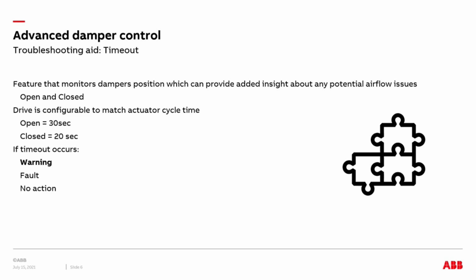Timeout is a fully configurable feature and is designed to be configured to match your actuator's characteristics. The default setting is 30 seconds for open and 20 seconds to close. The full range of the available timeouts is 0 to 90 seconds. If a timeout does occur where the damper fails to open or close within those defaulted times, the drive can do three things. First, it can throw a warning, which is the default feature. Second, it can fault the drive. Or three, it can do nothing. I'm going to show you next, though, how easy it is to program advanced damper control on the ACH580.